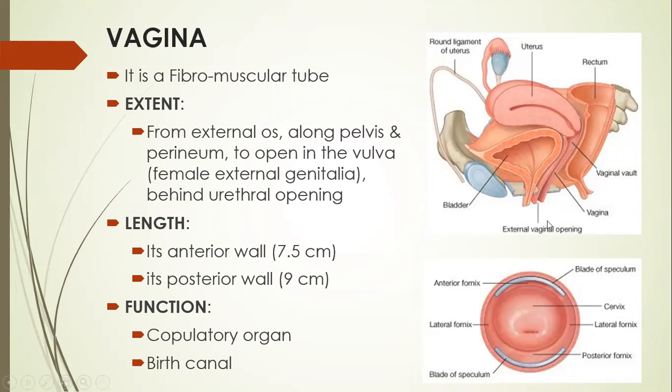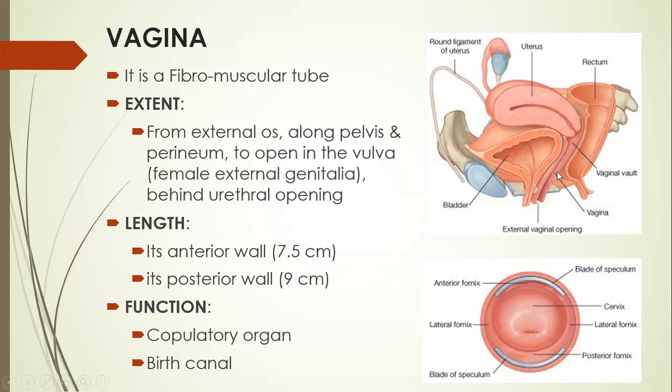The length of the vagina: the anterior wall is shorter compared to the posterior wall. The anterior wall is 7.5 centimeters, but the posterior wall is 9 centimeters. The function of the vagina is for copulation, and it also acts as the birth canal.